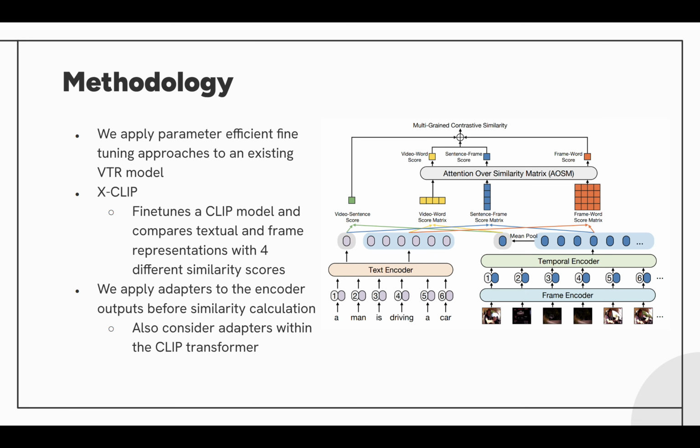So like mentioned before, we apply parameter-efficient fine-tuning approaches to an existing VTR model. In this case, we choose X-CLIP, which fine-tunes a CLIP model and compares textual and frame representations with 4 different similarity scores. This is the attention over similarity matrix, or the AOSM, like mentioned before. On top of this, we apply adapters to the encoder outputs before the similarity calculation. We also consider adapters within the CLIP transformer.